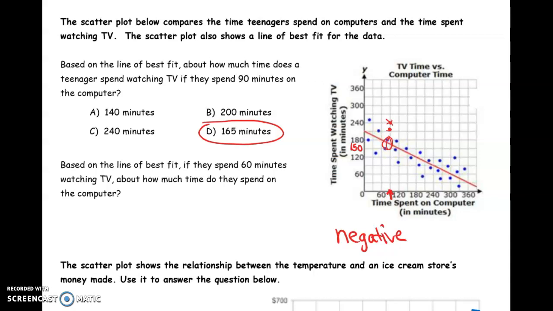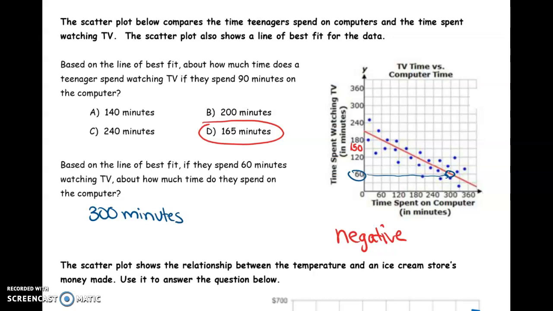And then the second question says, let me erase some of my markings from the first. Based on the line of best fit, if they spend 60 minutes watching TV, about how much time do they spend on the computer? Now you just want to be careful with your labels here. If it's 60 minutes on TV, that's on the y-axis now. So that's right here. Trace it over to your line of best fit. It's right there. So it looks like a good estimation if I see how much time that's on the computer. If I look down at time on the computer then, looks like a good estimation there would be about 300 minutes.